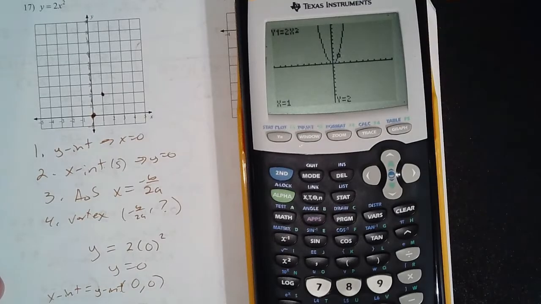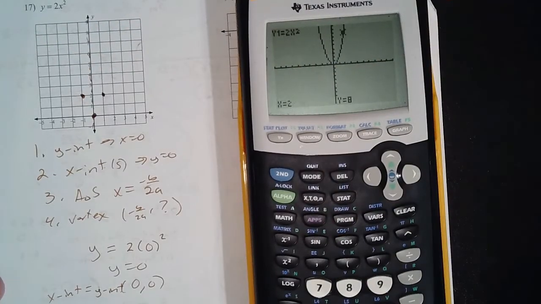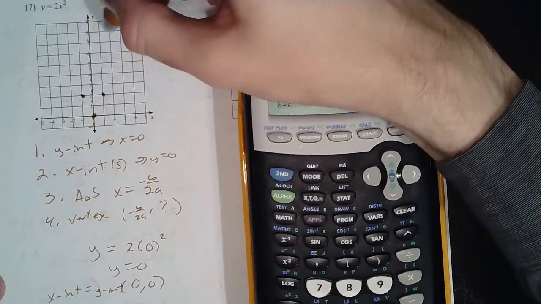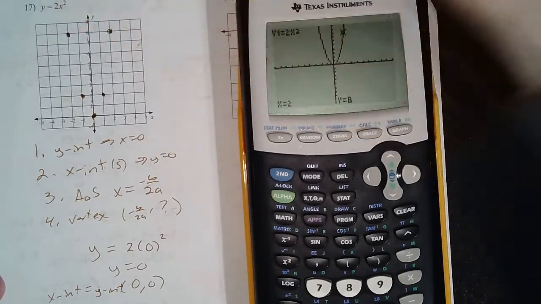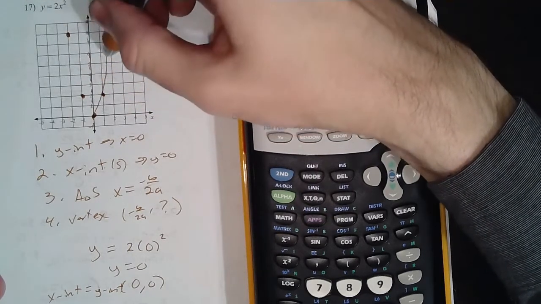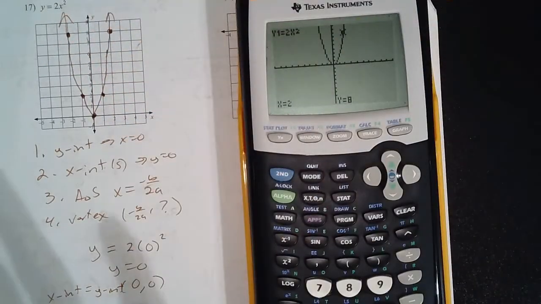Likewise, I could plug in negative 1. That will also give me 2. And I can plug in 2, and that'll give me 8. Oh, there's an 8 right there. What did I just do there? I used the mirror image idea. Just graph it up.